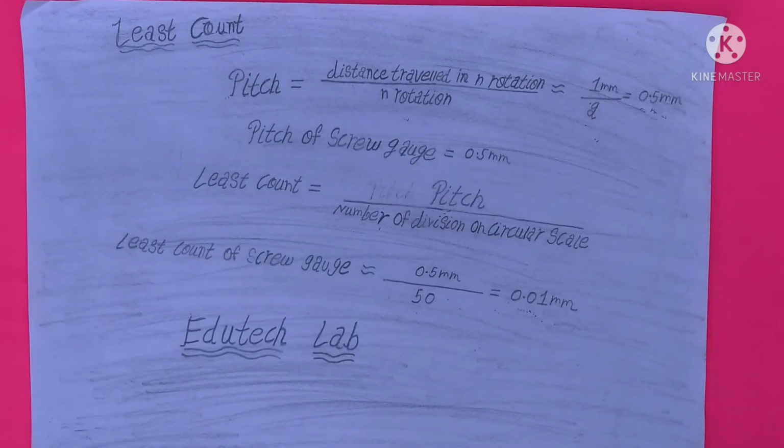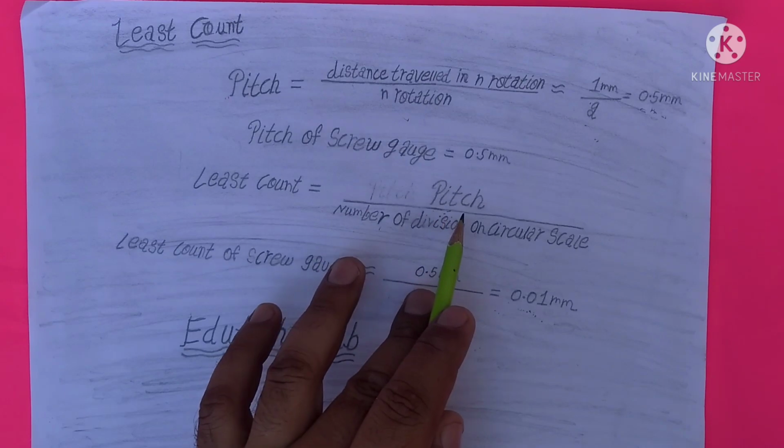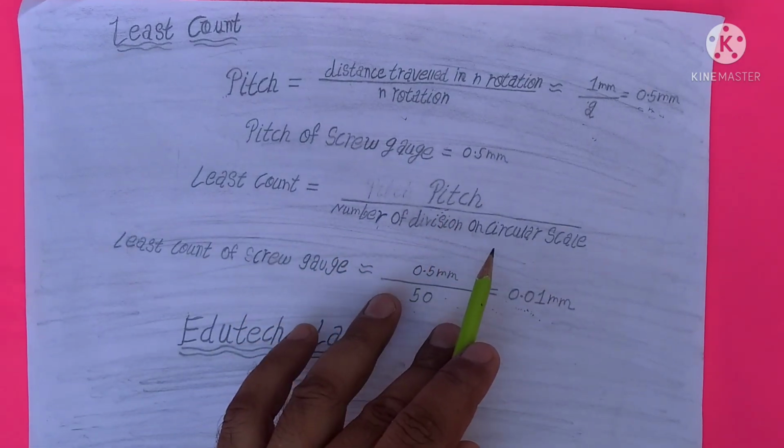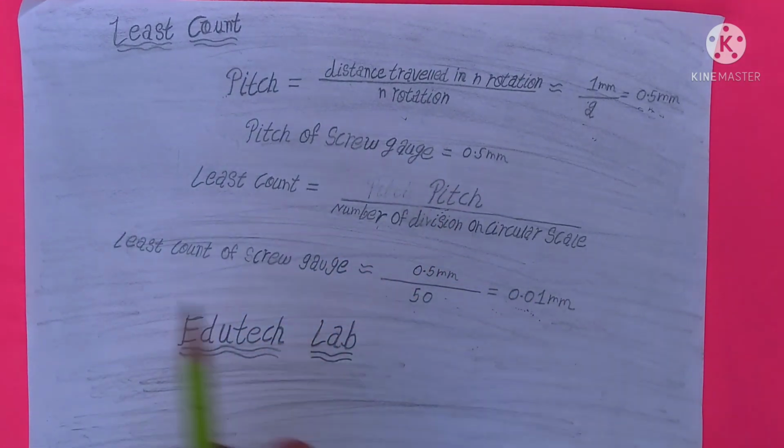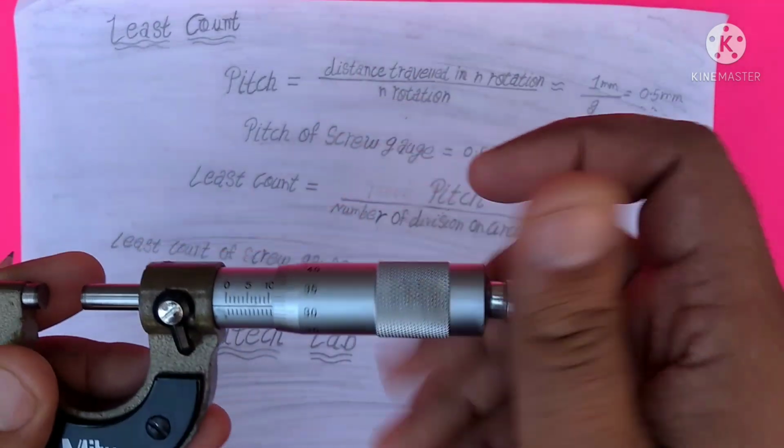So before starting the experiment, first I will talk about the least count. What is the meaning of the least count? The minimum value of a single division of the screw gauge is called the least count, and it is equal to the pitch divided by the number of divisions on the circular scale. So first I will talk about the pitch of the screw gauge.